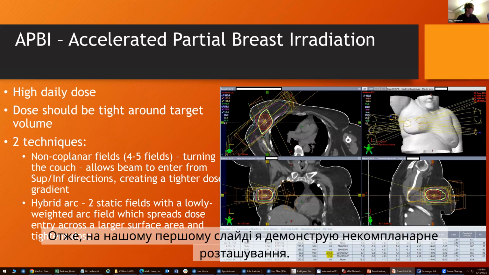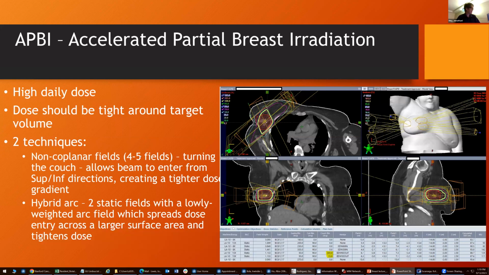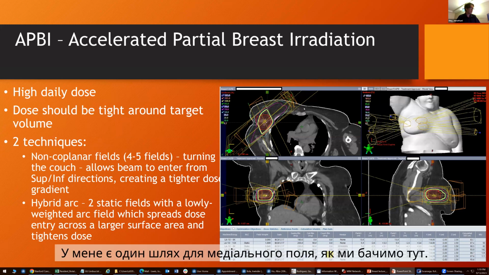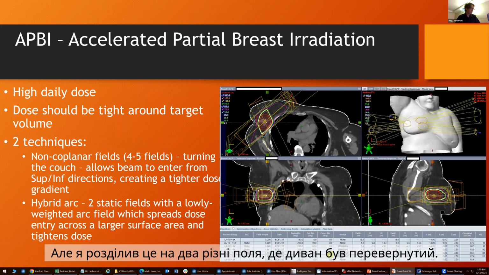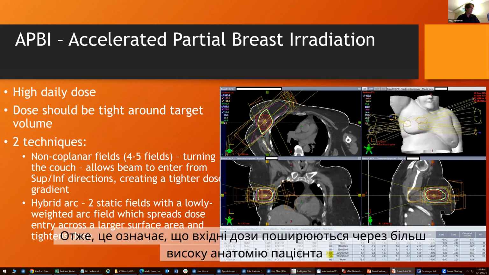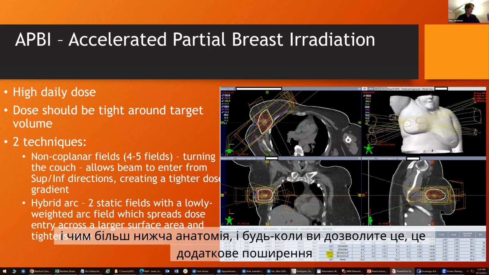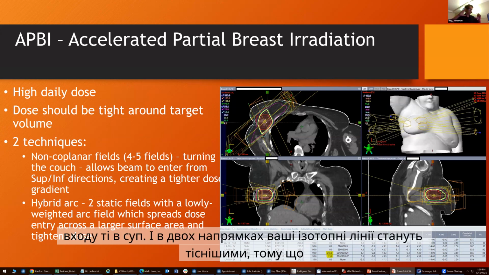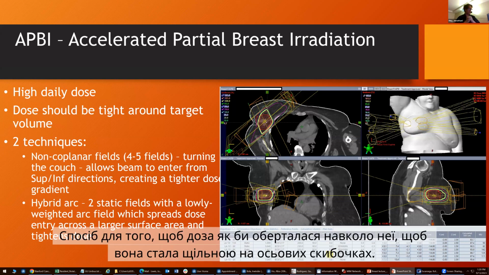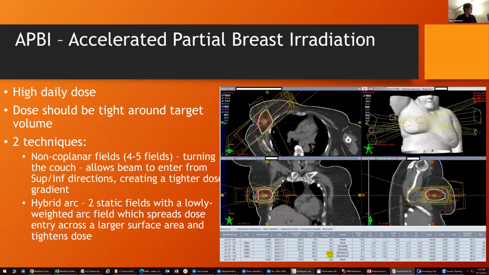So on our first slide here, I'm demonstrating a non-coplanar arrangement of fields where I have one pathway for the medial field to come in, as we're seeing here, but I've separated this into 2 different fields where the couch has been turned. What this means is that that entrance dose is being spread through the patient's more superior anatomy and the more inferior anatomy. And anytime you allow that additional spread of entrance dose in the sup and inf directions, your isodose lines are going to become tighter because you're just introducing one more way for the dose to wrap around and become tight on the axial slices. So this is a great technique.